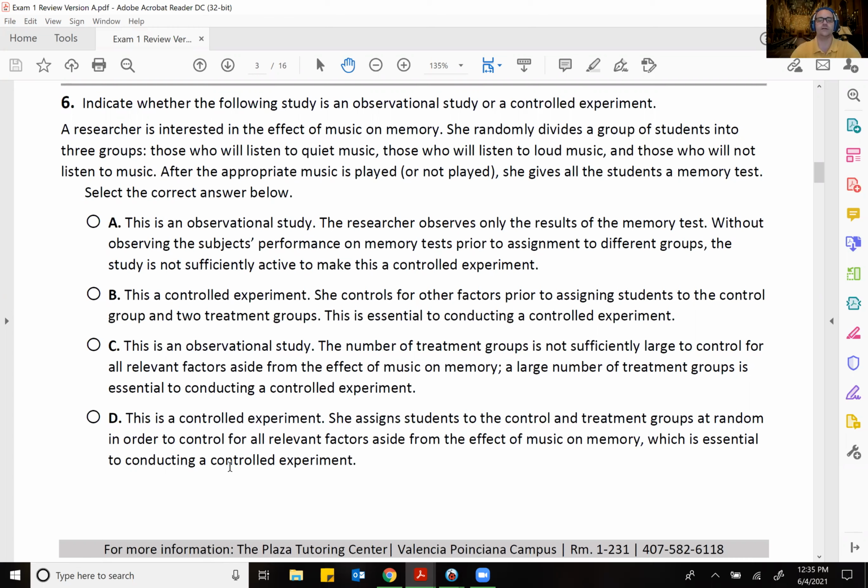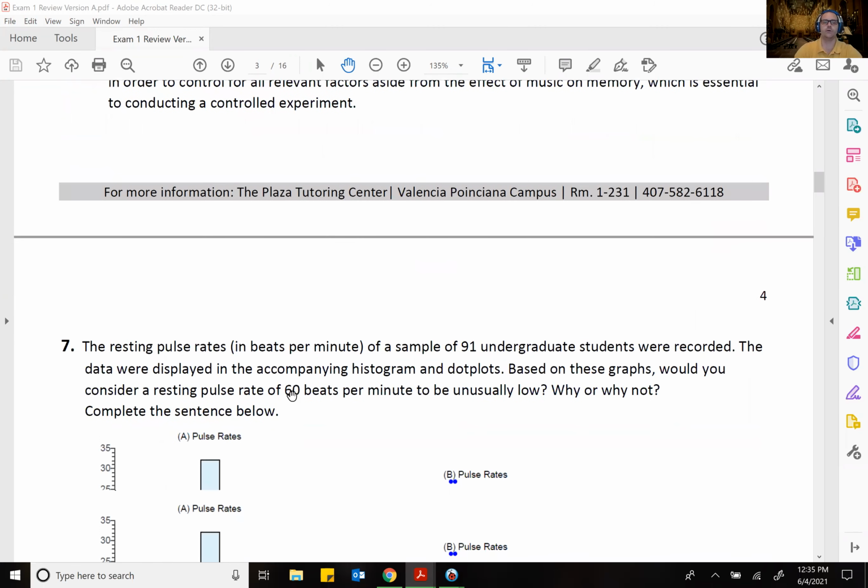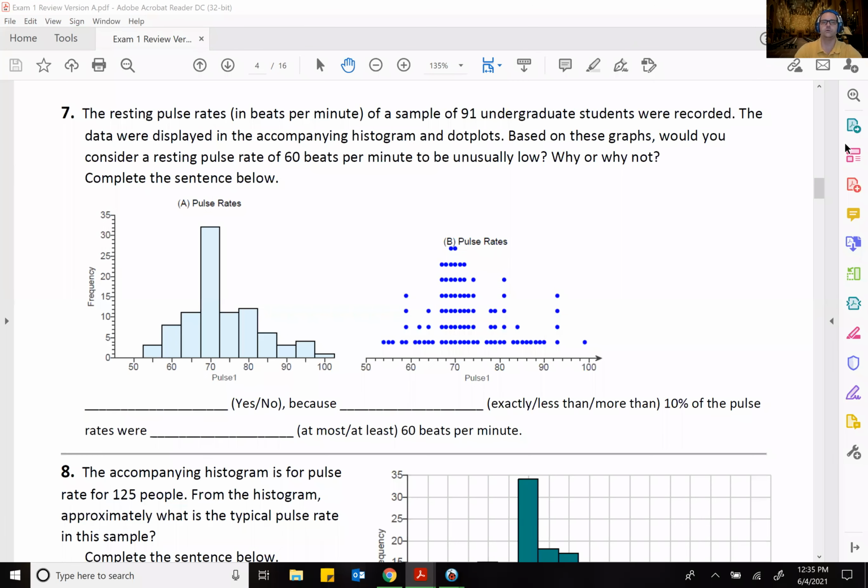Any questions on number 6? Okay. Any questions overall on chapter 1? Because that right there ends chapter 1. Okie dokie artichokes. Here we go with question 7.